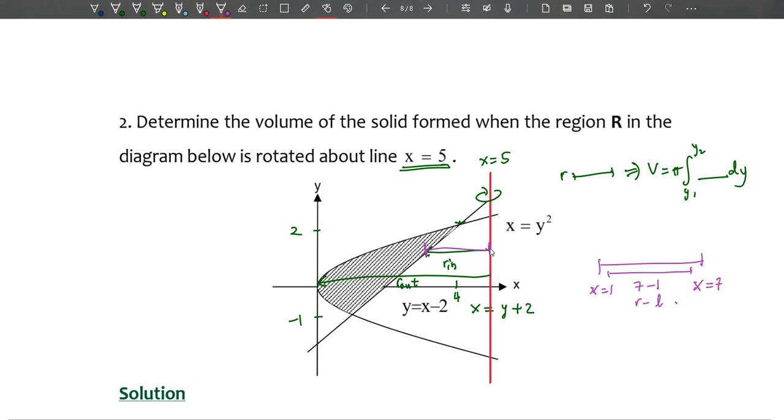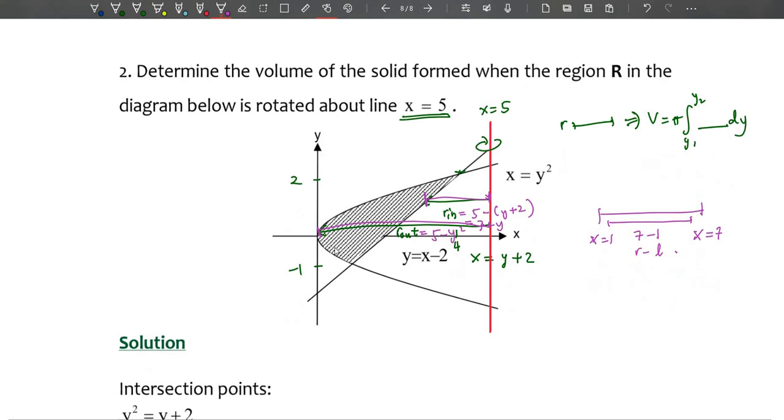That's why we will take the right, which is the line of rotation, minus the function here, which means we have 5 minus (y plus 2). Remember, it should be written in brackets because of the minus. Therefore, the inner radius is 5 minus 2, which is 3, so 3 minus y. The outer radius would be the distance between the line of rotation and the curve here. Right minus left, therefore r out is equal to 5 minus the curve, which is y squared. So we have the outer radius as 5 minus y squared.